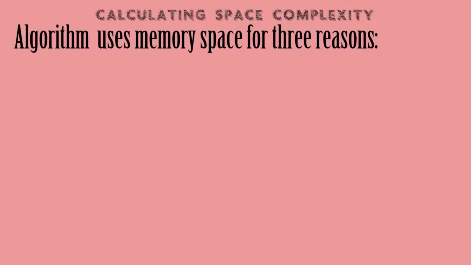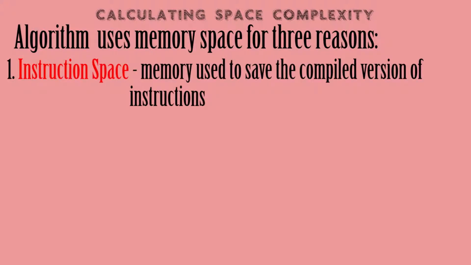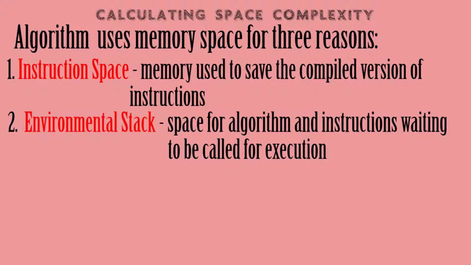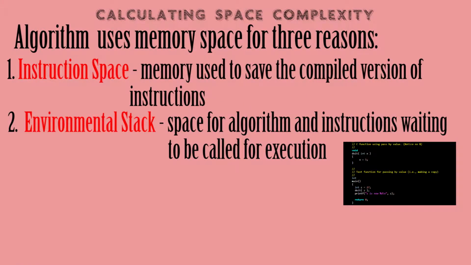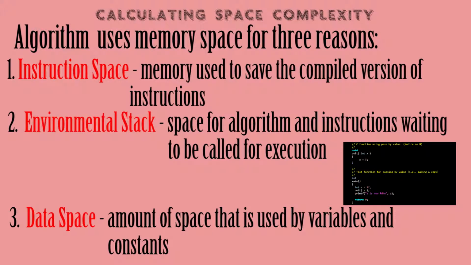Whenever an algorithm to a problem is written, some memory is required to complete, and the algorithm uses memory space for three reasons. First is the instruction space. It is the memory used to save the compiled version of instructions. Next is the environmental stack, space for an algorithm and instructions that is waiting to be called for execution. For example, a function. And lastly, data space. It is the amount of space that is used by variables and constants.